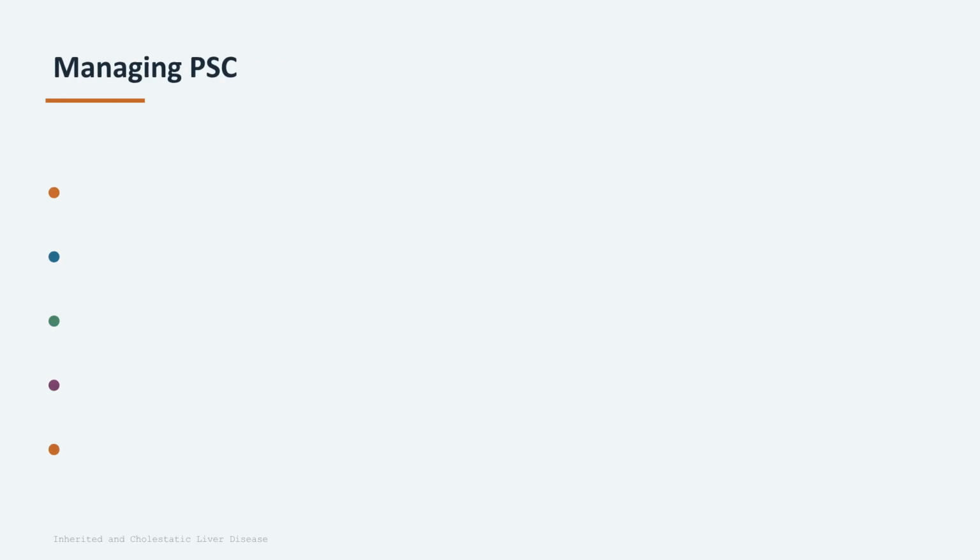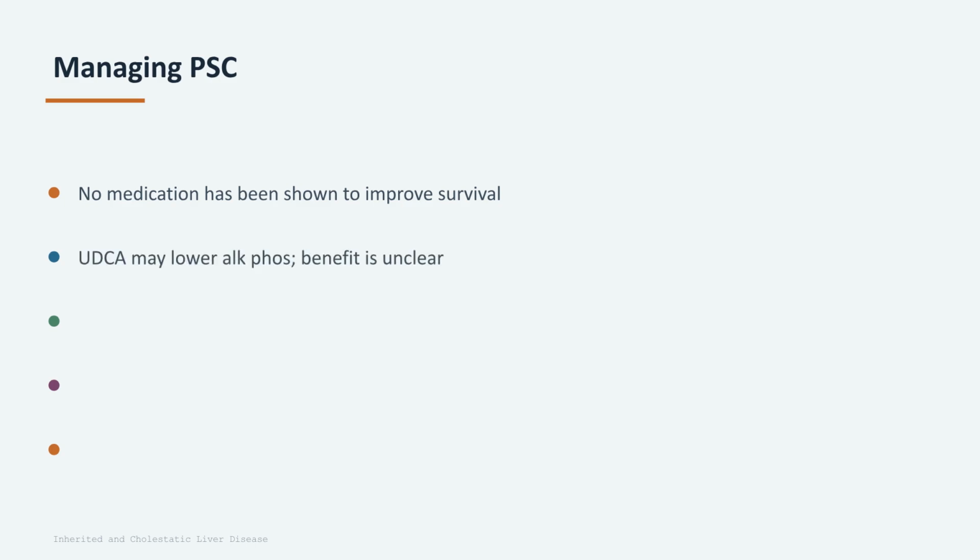Now the hard truth about treatment. No medication has been shown to improve survival in primary sclerosing cholangitis. Ursodeoxycholic acid may lower the alkaline phosphatase and improve symptoms, but whether it changes outcome is unclear. So the work is supportive. Treat the pruritus, replace the fat-soluble vitamins, and watch for cholangitis.